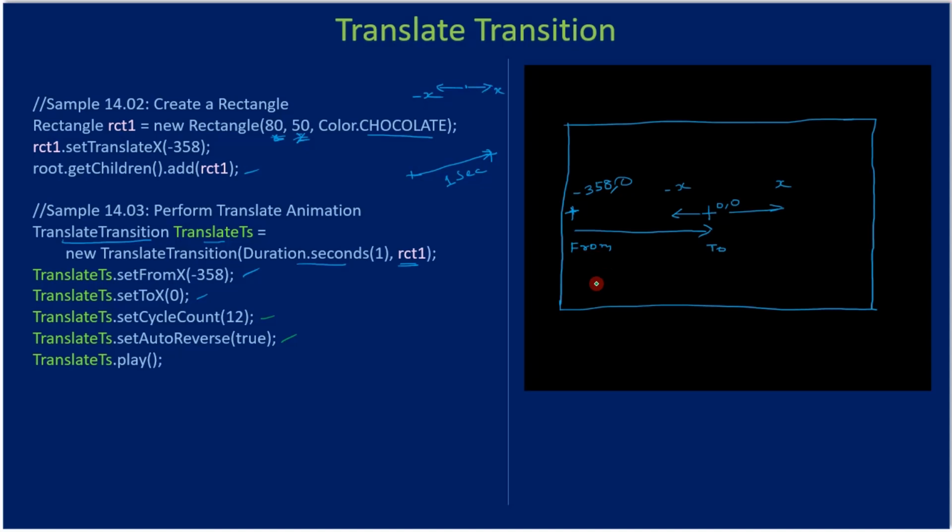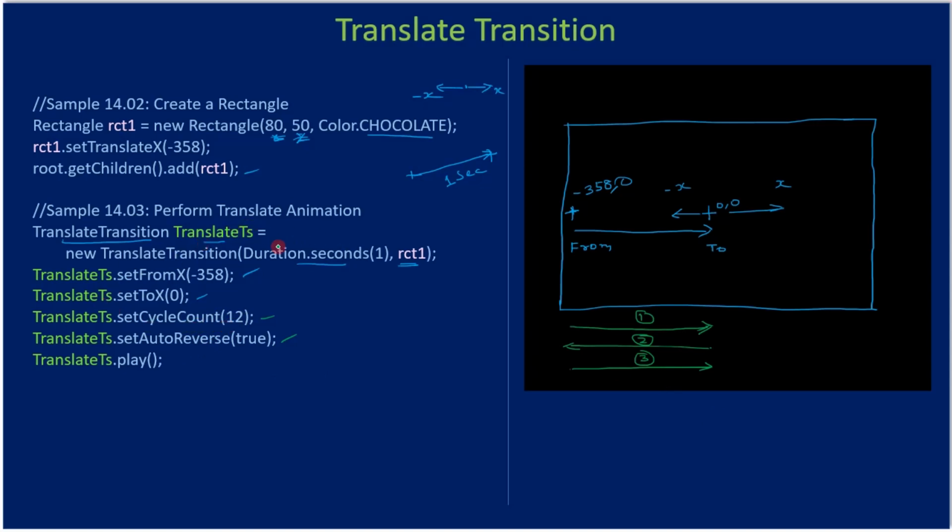That means the animation will be played like this from here. That's from to 2, right? One cycle ends here, and the second cycle starts. Since we specify auto reverse is true, instead of starting from here, it takes the end location as the start, then moves back. So this is cycle 2. Then from here it will start and move to complete the third cycle. So likewise, the animation will be played 12 times.